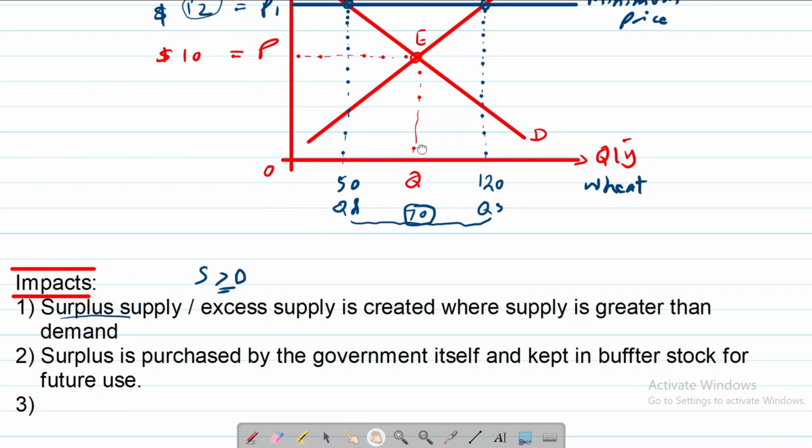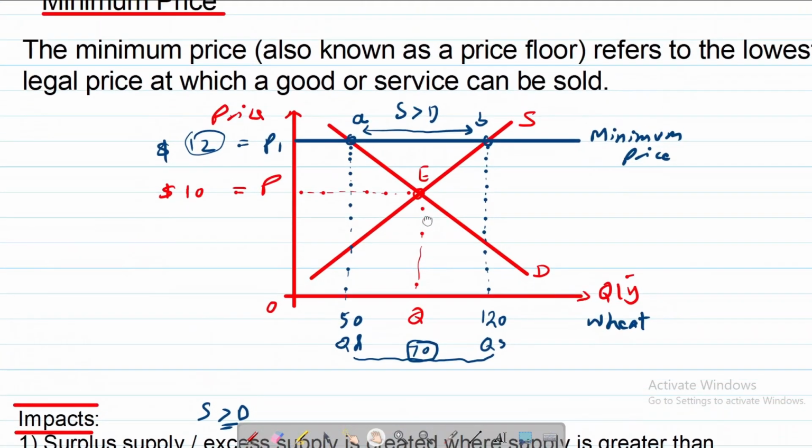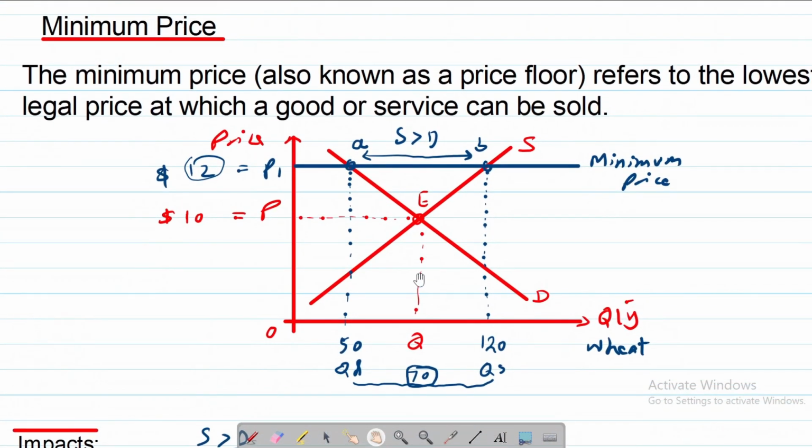So this is how you can make the diagram of minimum price, and you can look into the impacts and calculations as well. One more important thing that you must know is sometimes the examiner shows minimum price below equilibrium, like here. For example, if the government fixes minimum price at this point that is below equilibrium, let's say it's P2 or let's say $8, then it will be totally ineffective.